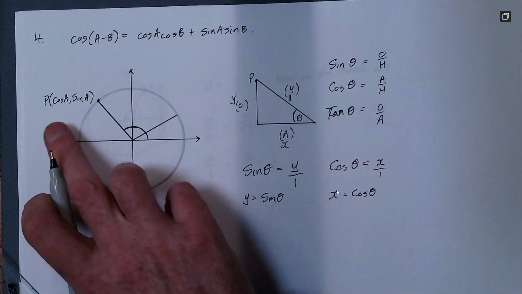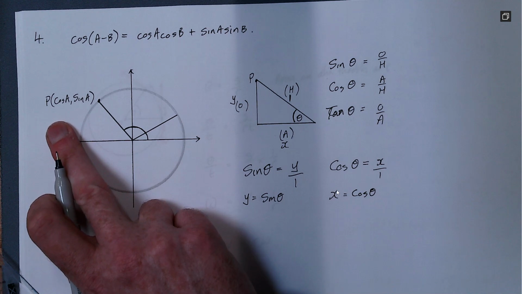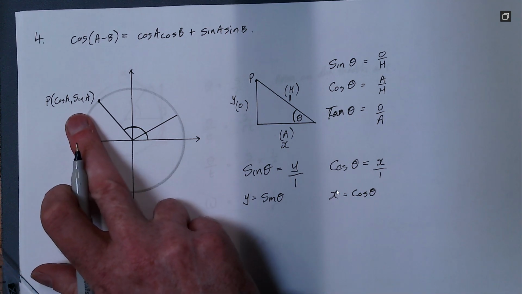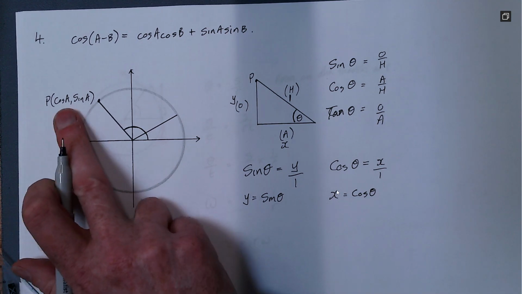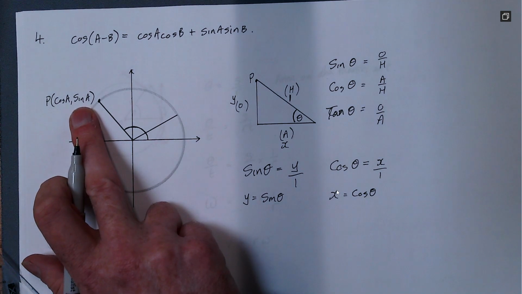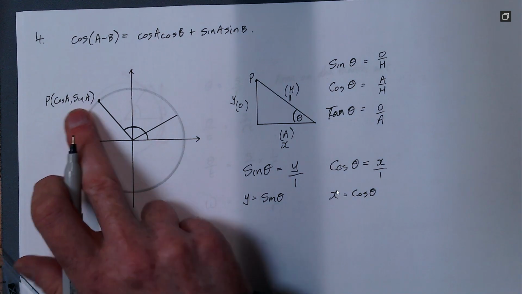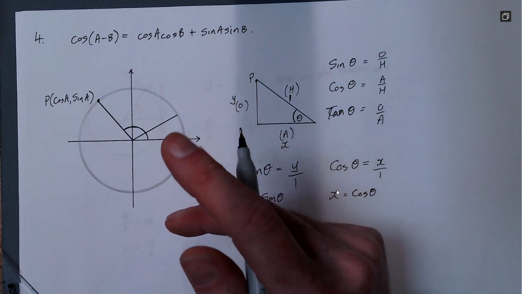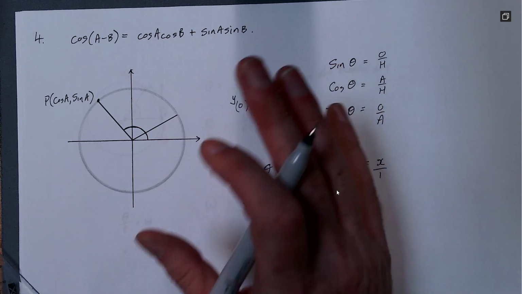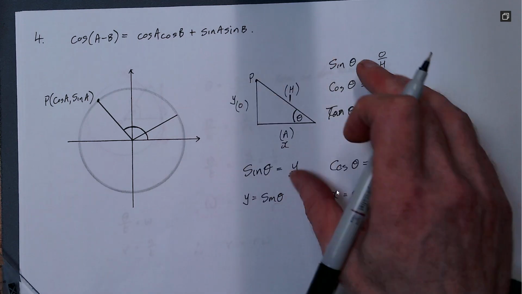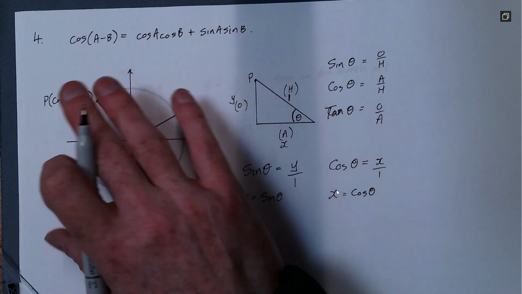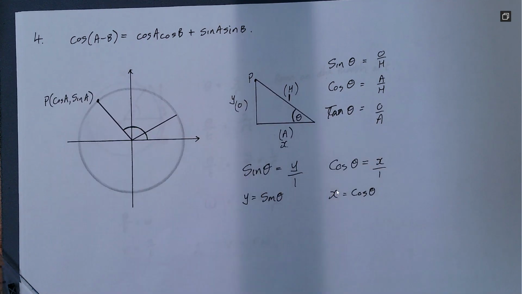So, point P is (cos A, sin A). So the coordinates of P will always be (cos A, sin A).